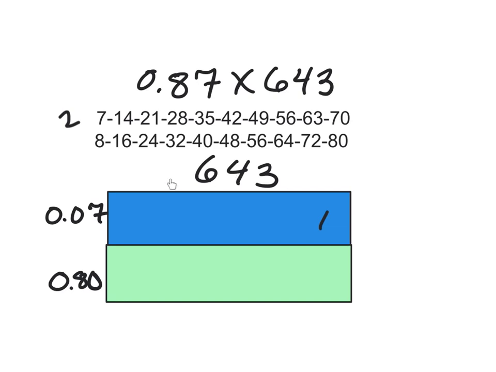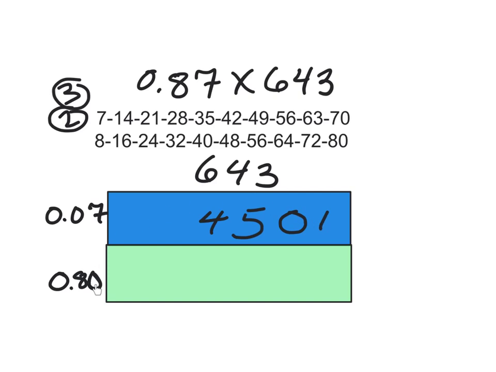7 times 4. 1, 2, 3, and 4 gives me 28. Plus this 2 here will give me 30. I'm going to drop the 0, carry the 3, and move along, my friends. 7 times 6. 1, 2, 3, 4, 5, and 6 gives me 42. I got to add this 3 in there. That's going to give me 45. I'm going to drop the 5 and the 4 because I'm all done with this area box, my friend.